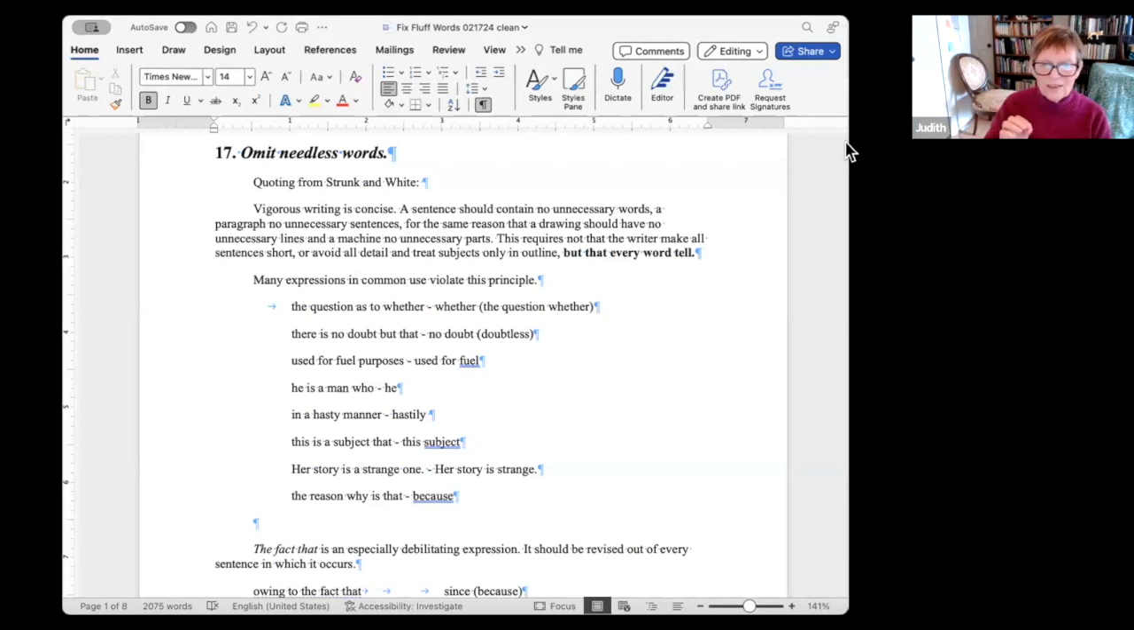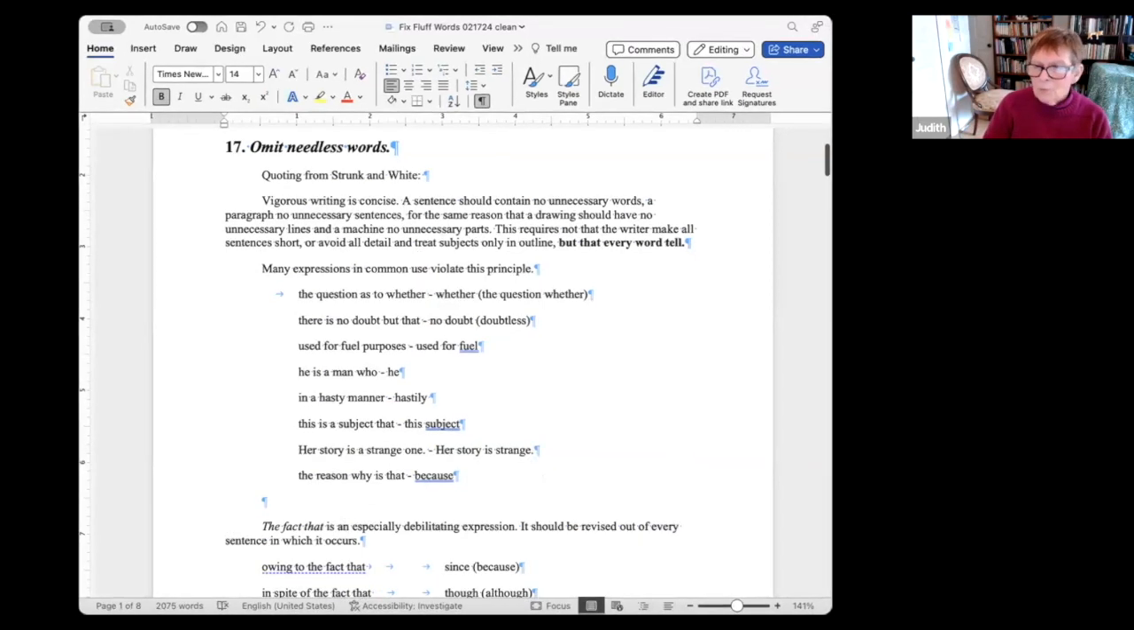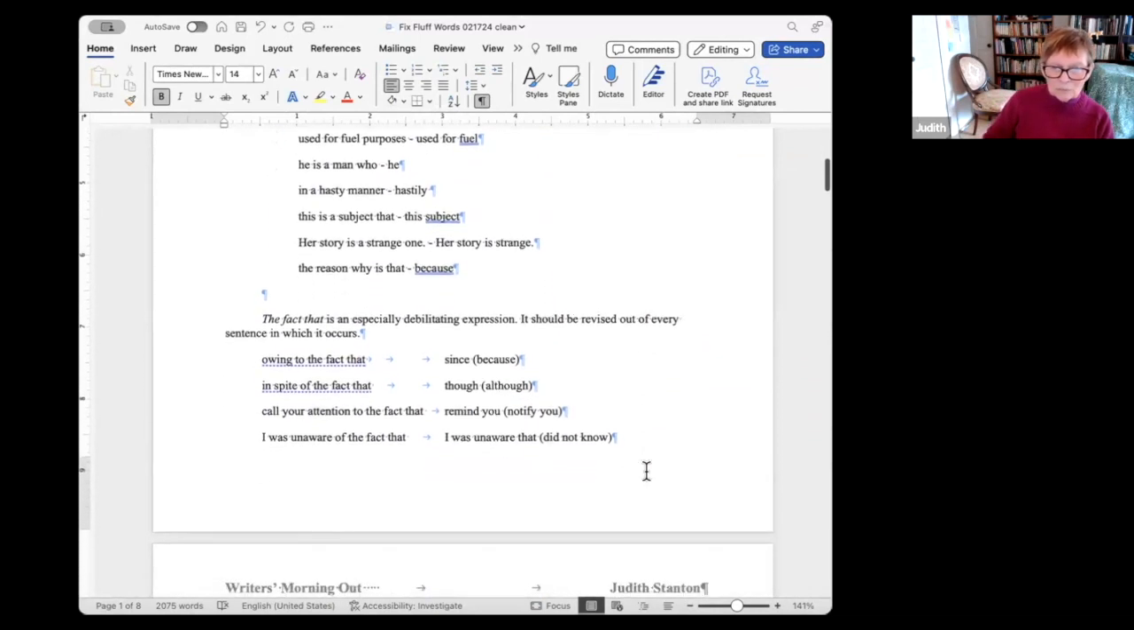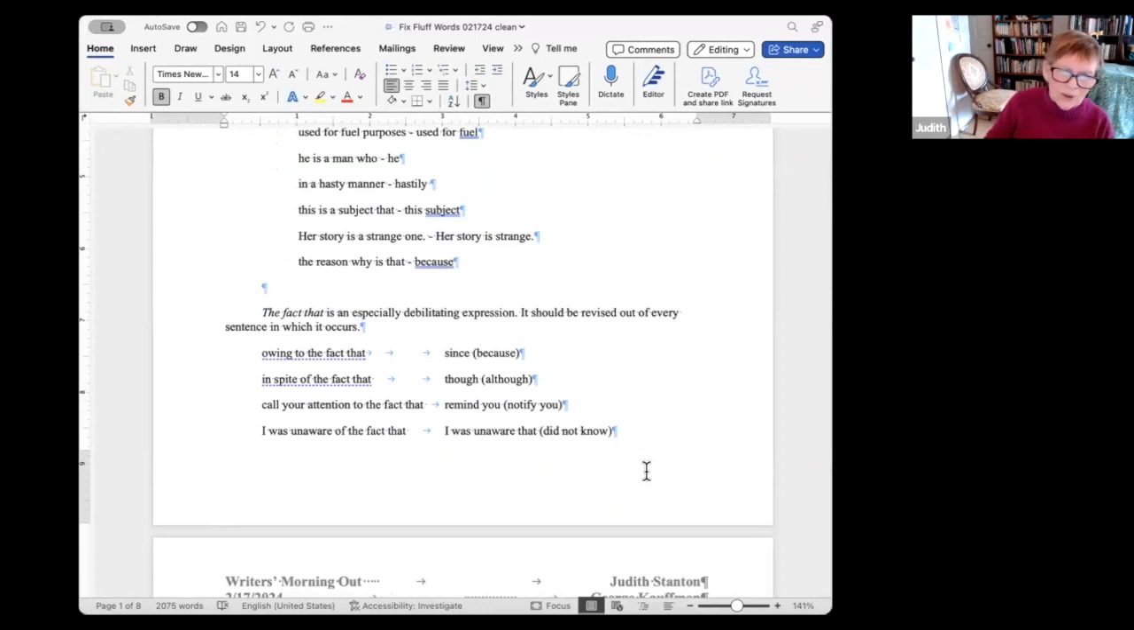They're not what George and I did, but I thought it would be a good place for us to start. For example, the question as to whether can simply be whether. There is no doubt but that can simply be no doubt or doubtless. Used for fuel purposes is just fluff. He is a man who, forget it, just say he. Her story is a strange one: her story is strange.